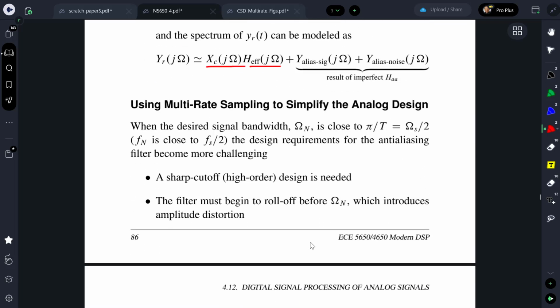So we can do multi-rate sampling, and we'll talk about sigma delta later, not in this lecture, but we'll probably hit that the very first part of next week. By using multi-rate sampling, though, we can make it easier to build a filter and get closer to true perfection. So the idea is we want to avoid having a sharp cutoff analog filter and instead move that sharp cutoff filter inside of our DSP system.